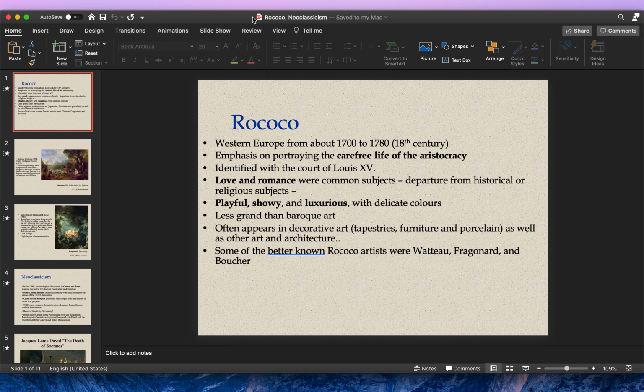Mr. Harvey here. Let's continue and end our lecture on Chapter 9, the Enlightenment, by talking about some of the art that we're going to be seeing during the 18th century. Now, in this lecture, ladies and gentlemen, we're going to be focusing on two art forms. We're going to be focusing on Rococo and Neoclassicism.